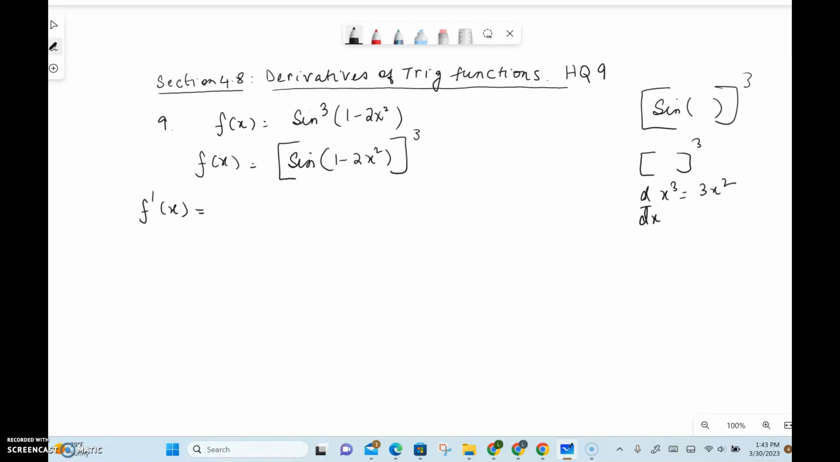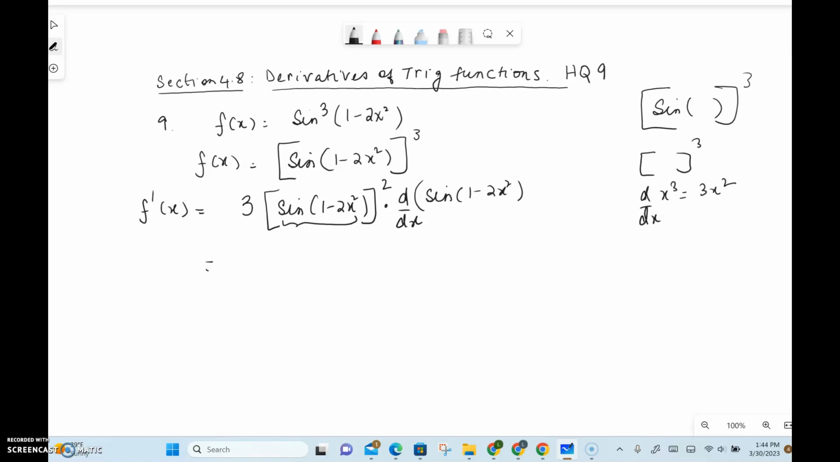So our first step is to go 3, whatever is inside, the whole squared, and what's inside is a function of x. So basically what we are doing here is we are differentiating sine of 1 minus 2x squared, the whole cubed, with respect to sine of 1 minus 2x squared. And then remember that this is a function of x, so we differentiate the inner function. We find the derivative of the inner function.